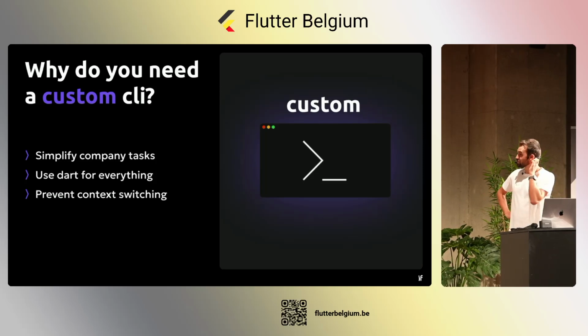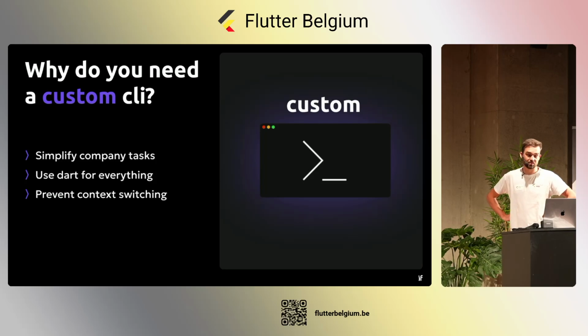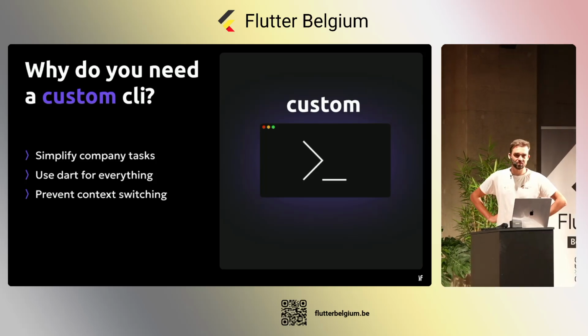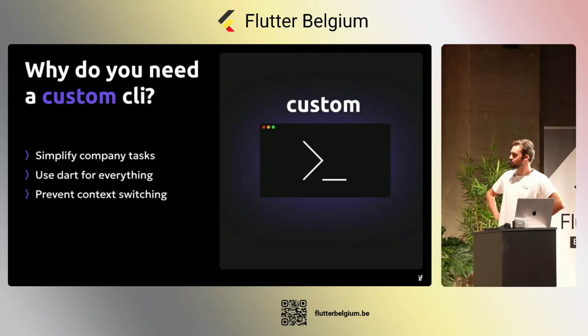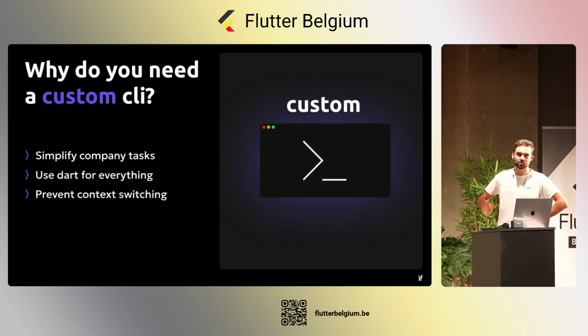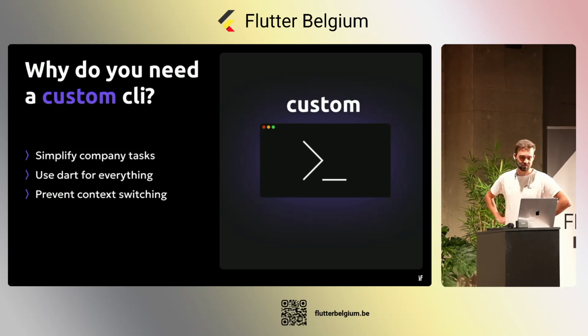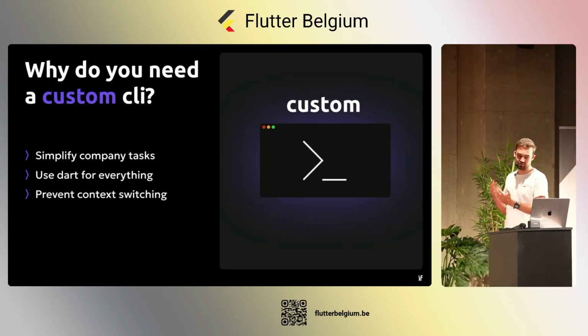So why do you need a custom CLI? I think it's basically to simplify tasks. You don't want to remember 10 API calls that you need to do to pull down all your translations, for example. You just want a simple command that does everything for you. And as Romain already said previously, he can now build a project from a CLI in 20 minutes, which is simplifying tasks and making your life a lot easier.